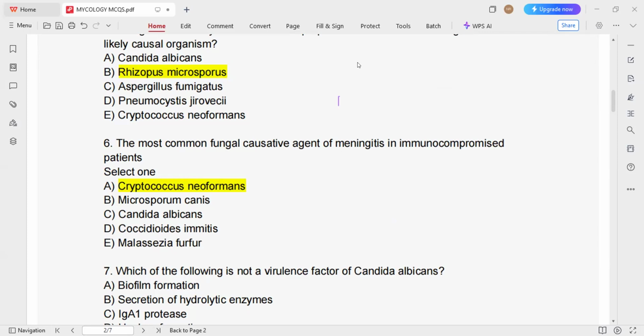No, it's red. White is for the Indian ink, then red for the mucicarmine, okay? And remember, Cryptococcus only exists in its yeast form. There are no hyphae.